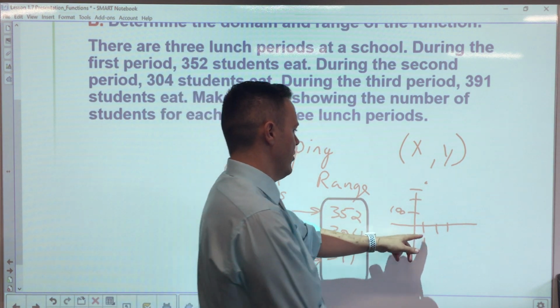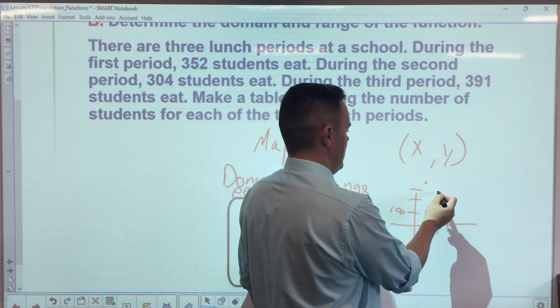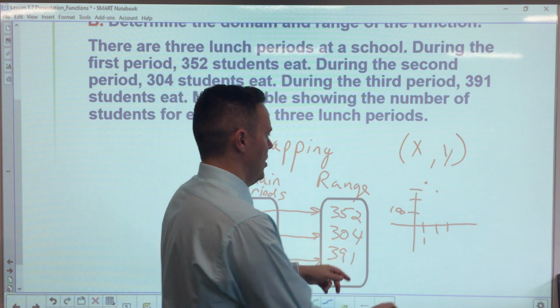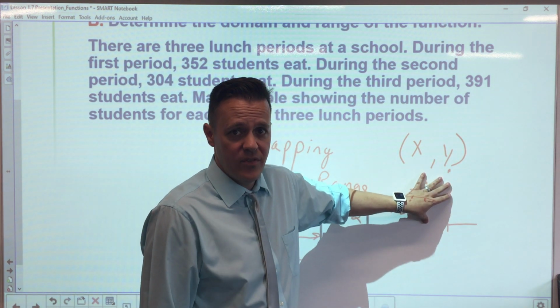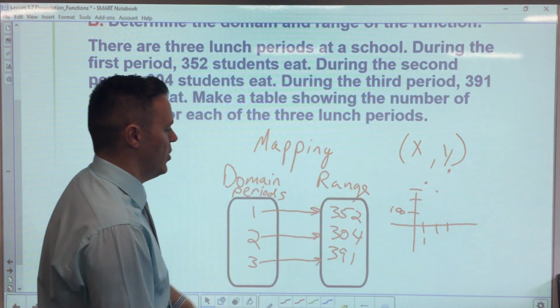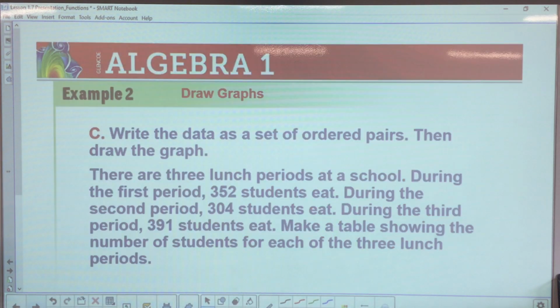Then you'd be 2 over 304. So 1, 2, 3, you'd be 1 right about here. And then 3 over would be 391, so you'd be way up there. So knowing that you're plotting them out, is this a function? Yes, it is. But those are the different ways that you can interpret it, okay?